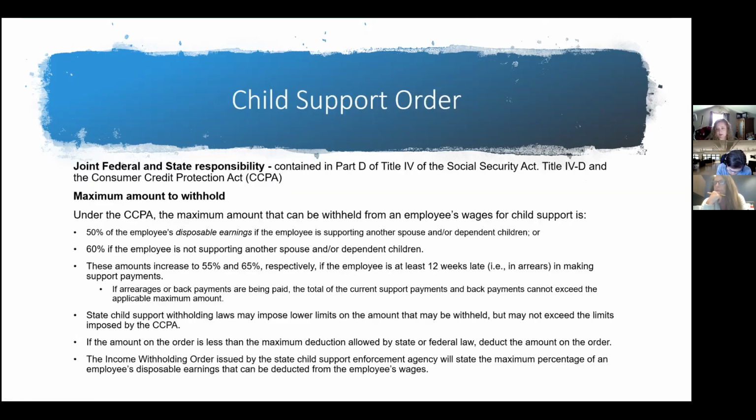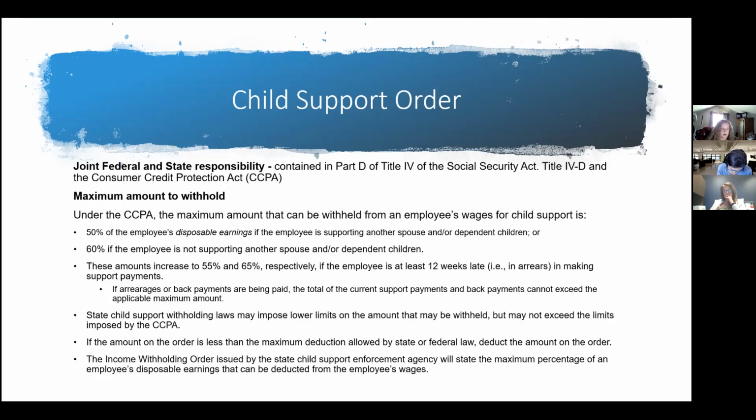Child supports, as most of us know, are kind of king. They come above most other income withholdings. Generally, federal law says that you can only withhold 50% of the employee's disposable earnings if the employee is supporting another spouse and or dependent children. So you can't take all of their wages for a child support order. You can only take up to 50% if the employee is supporting a spouse and or other dependent children. You can take up to 60% though if the employee is not supporting another spouse or dependent children.